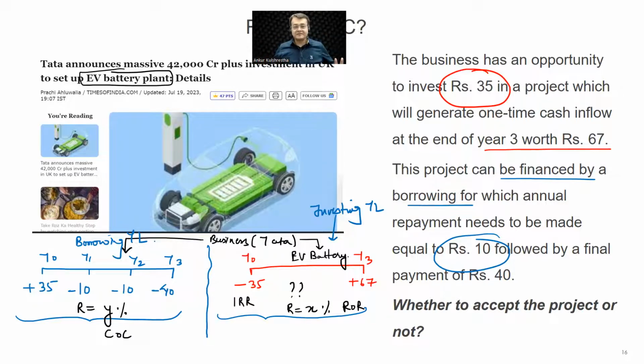The game is very simple. There is an opportunity to invest in a battery plant, but Tata Motors did not have money. So they evaluated and forecasted what the stream of cash flows will be. They found out that they can invest 35 today and they can get 67 later.